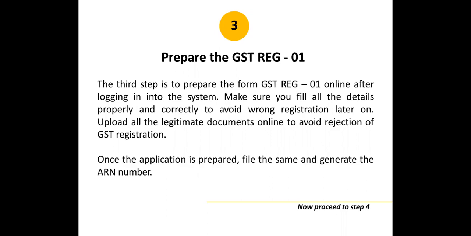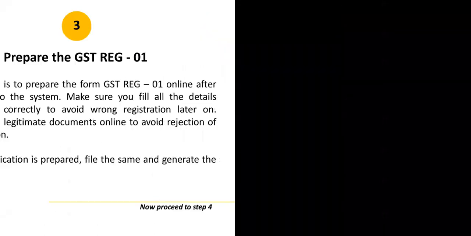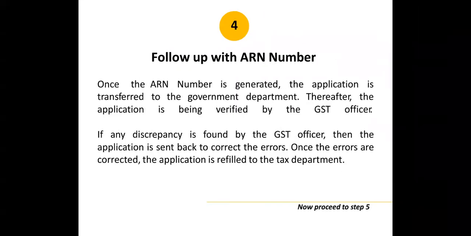Once the application is prepared, file the same and generate the ARN number. Right, if all the application whatever you made and whatever you typed and you scanned and uploaded, if everything is correct, you just need to file the same, means you need to generate, and then finally ARN number you will get, that is acknowledgement receipt number we are going to get.